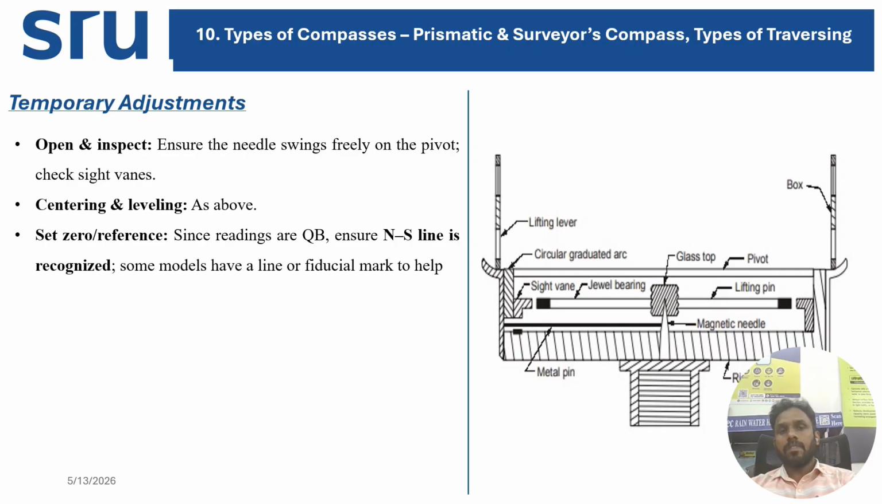Now, the temporary adjustment on a surveyor's compass. First you have to open and inspect it, ensure your needle is freely rotating on the pivot, and check your strike lines. Then centering and leveling, similar to the previous prismatic compass. Then set the zero reference; since the readings are quadrantal bearings, ensure the north and south line is recognized. Some models have linear and fictional marks to help, while other models don't have everything.